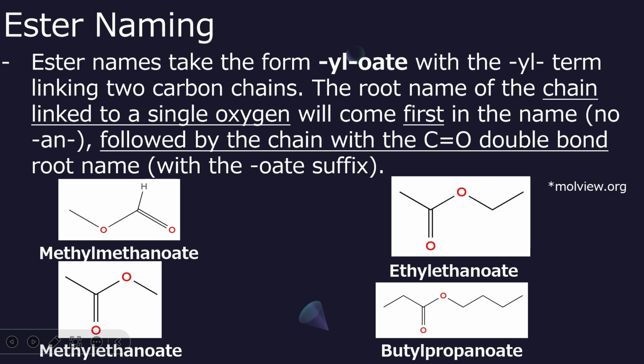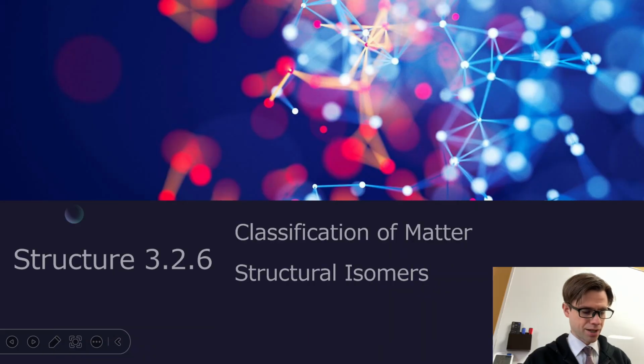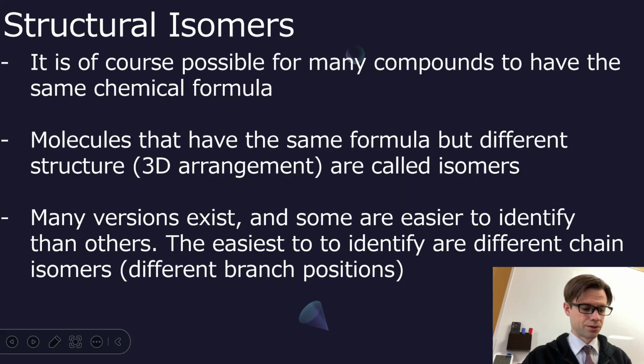Okay, good. So that brings us to the very last section in organic chemistry and in structure: structural isomers. I talked about these a little bit in my previous videos, but we'll go through some more things today. So just to review again, structural isomers. It's possible for many compounds to have the same chemical formula, but different arrangements of structures, different 3D arrangements. These are called isomers.